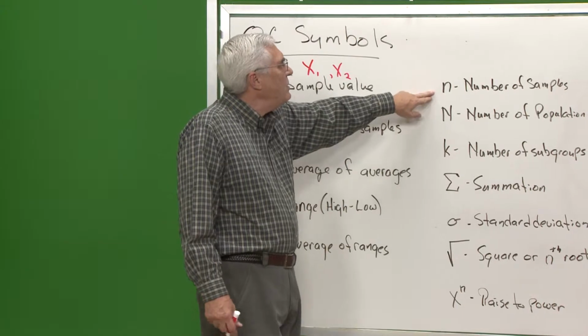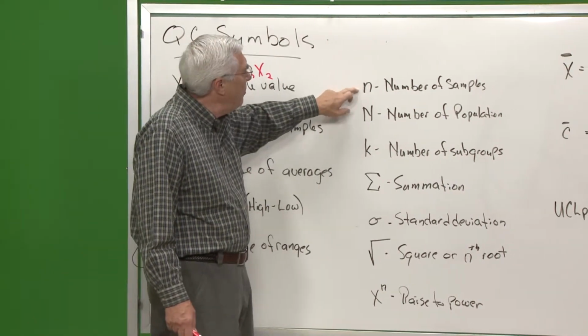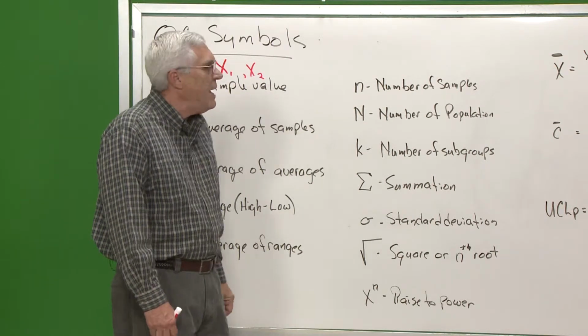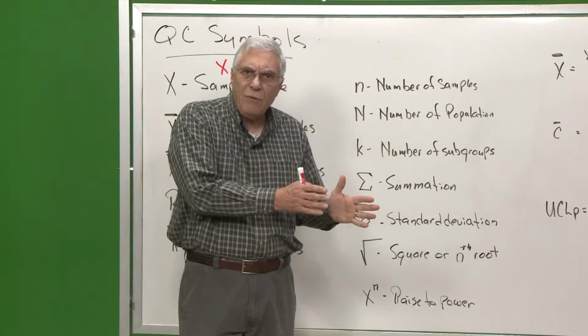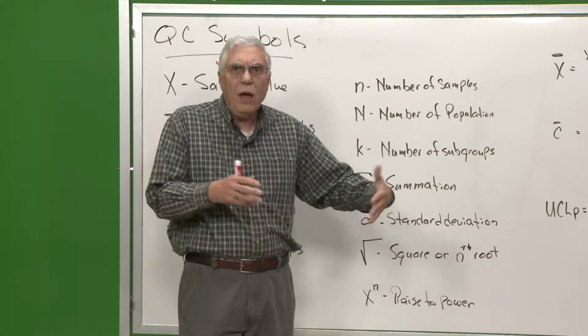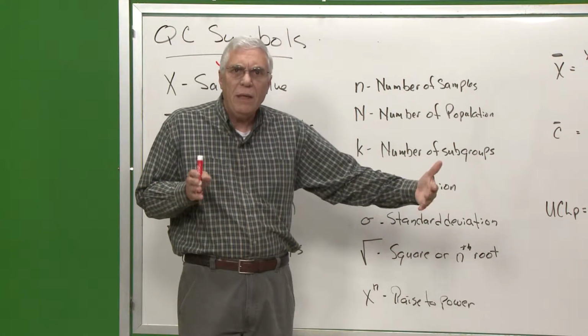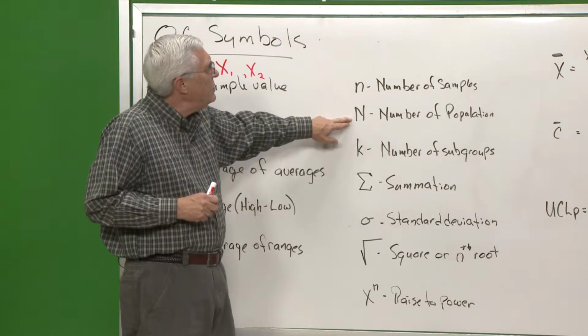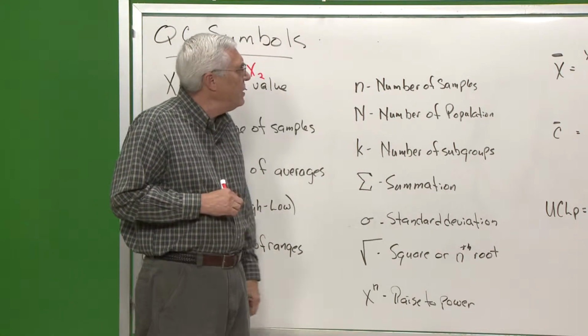Lowercase n indicates a number of samples. Now this, you have to be careful about this. This could be a number of samples in an individual set of 5, or if I pulled 100 but that wasn't the total group, it could represent that whole subgroup. The uppercase N indicates the number of samples in a population.